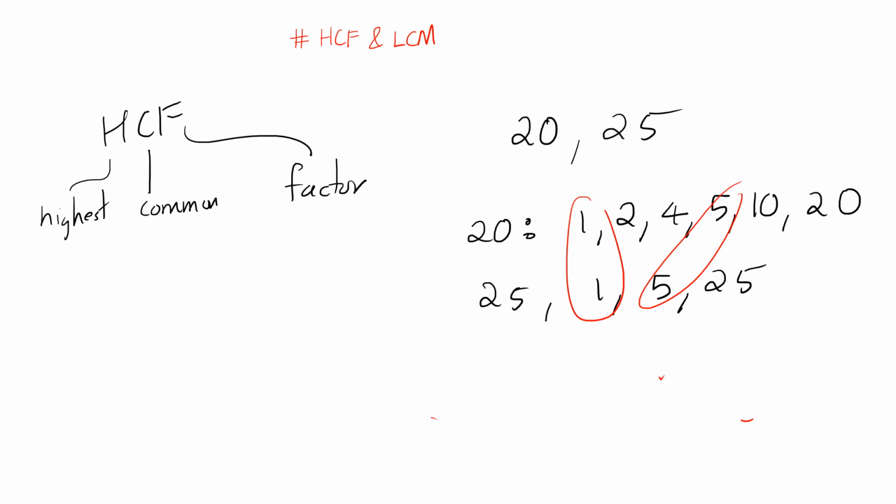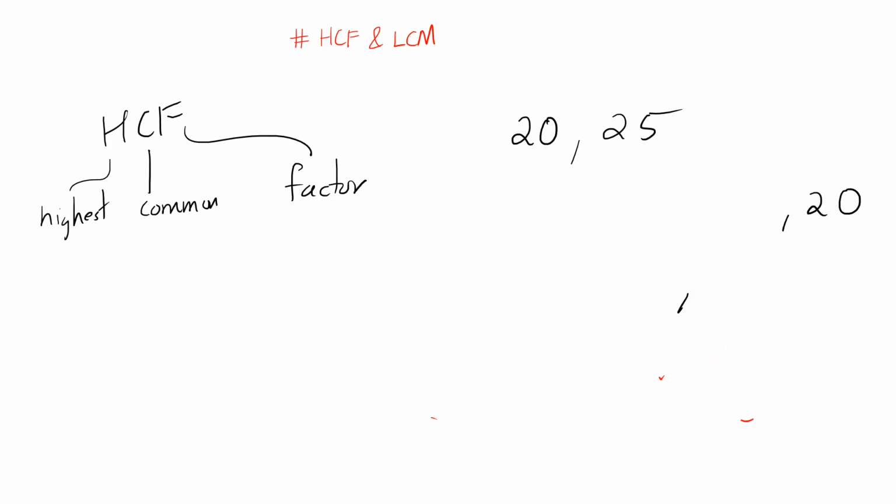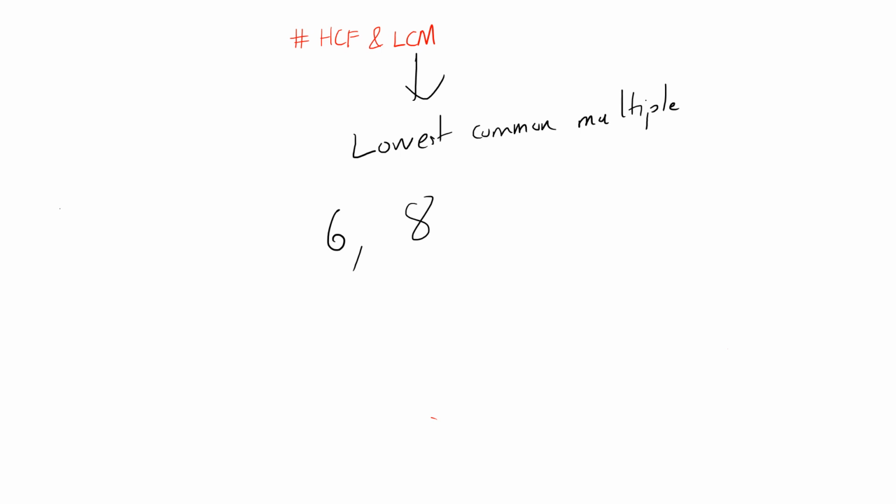Let me erase this. Now coming to lowest common multiple. What do we mean by LCM? LCM is lowest common multiple. For example, let me take two numbers, 6 and let's say 8. What are the multiples of 6? 6 1s are 6, 6 2s are 12, 6 3s are 18, 6 4s are 24, 6 5s are 30, 6 6s are 36, and we have infinitely many.